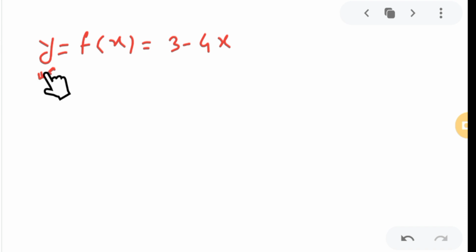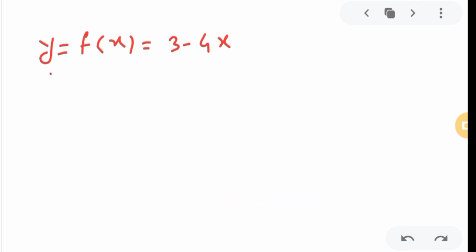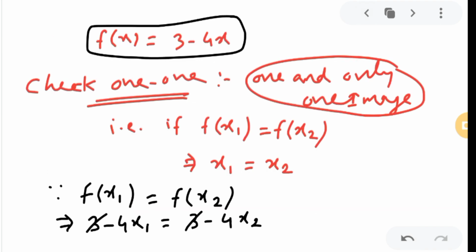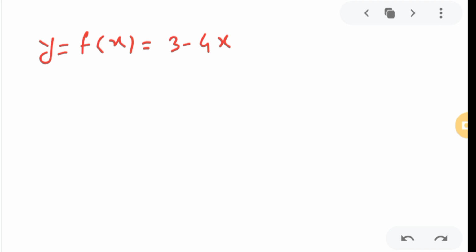So range means, since f(x) is the function 3 - 4x, I will call this y. So we have to check the possible values of y. Is it R? If it is R, then it will be equal to codomain and this will be onto. So I am checking. In the function it is given R to R, so R is the domain. Domain means possible values of x. So the possible value of x is R, meaning x belongs to R.